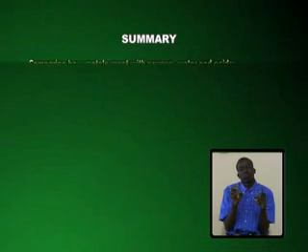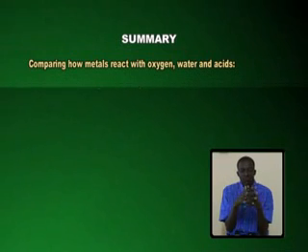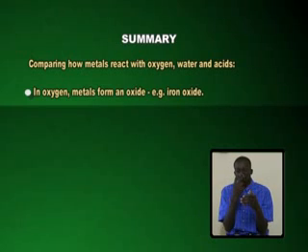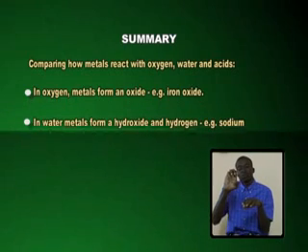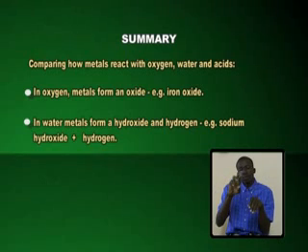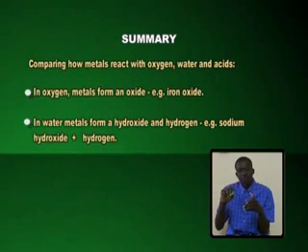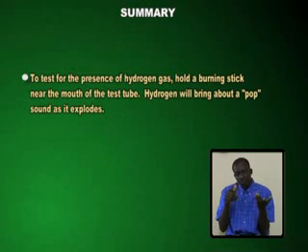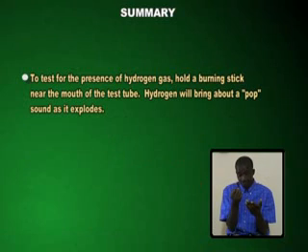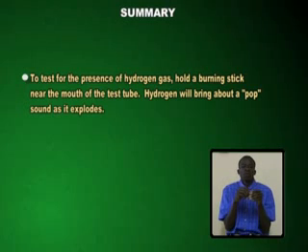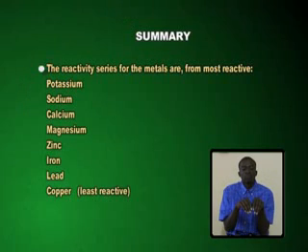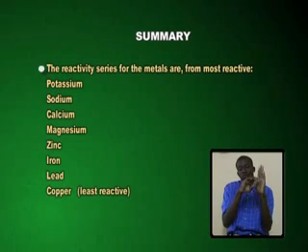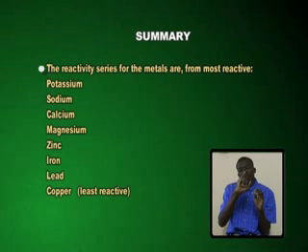Let's summarize. When we compared how metals react with oxygen, water and acids, we saw the following. In oxygen, they formed an oxide, for example, iron oxide. In water, they form a hydroxide and hydrogen, for example, sodium hydroxide plus hydrogen. In acids, metals form a chloride or salt and hydrogen, for example, magnesium chloride plus hydrogen. To test the presence of hydrogen gas, we can hold a burning stick near the mouth of a test tube. Hydrogen will bring about a pop sound as it explodes. The reactivity series for metals are from most reactive: potassium, sodium, calcium, magnesium, zinc, iron, lead, until the least reactive, copper.